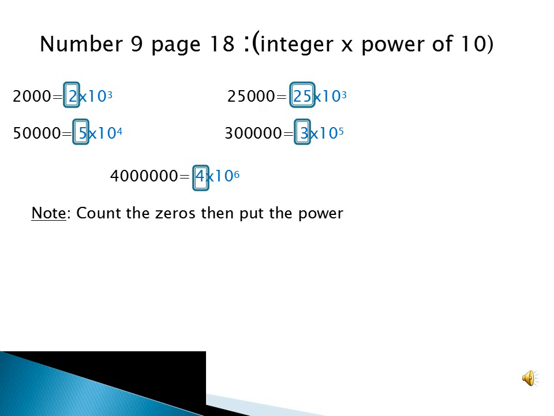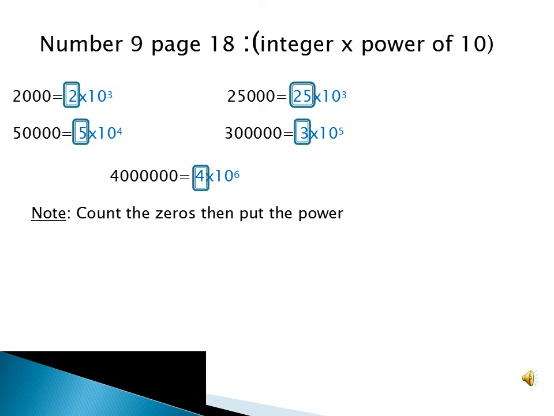Here we have the whole number, and we will decompose it. 2000, we will write as 2 times 10 power 3. So here we count the zeros and put the power of 10 according to the number of zeros. 25,000 is equal to 25, the integer alone, times 10 power 3, since we have 3 zeros.